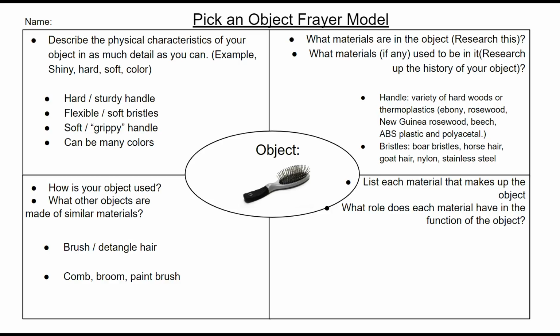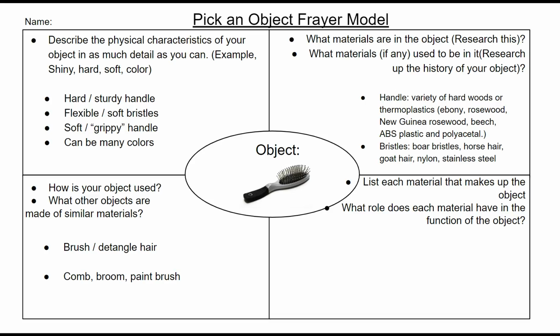So do a little research. What are the common materials used in your object? And then what is the history of your object and what things used to be in it? Look that up now and add that to your digital Frayer model or to your Frayer model on your paper.